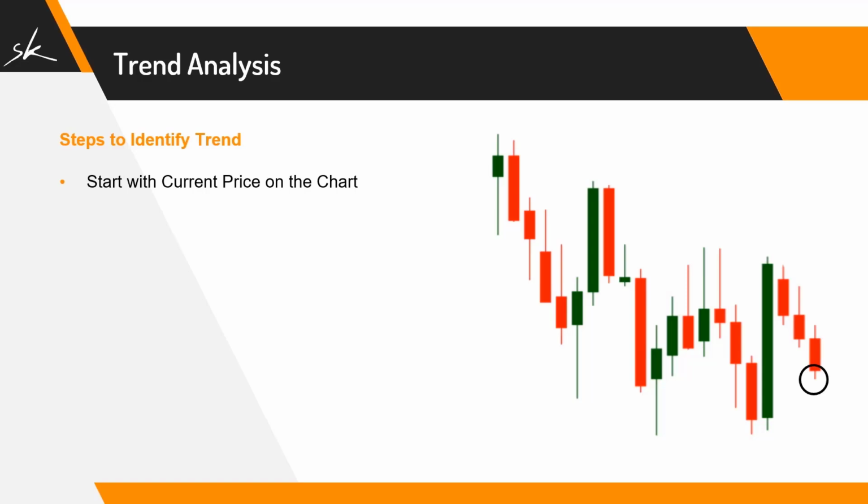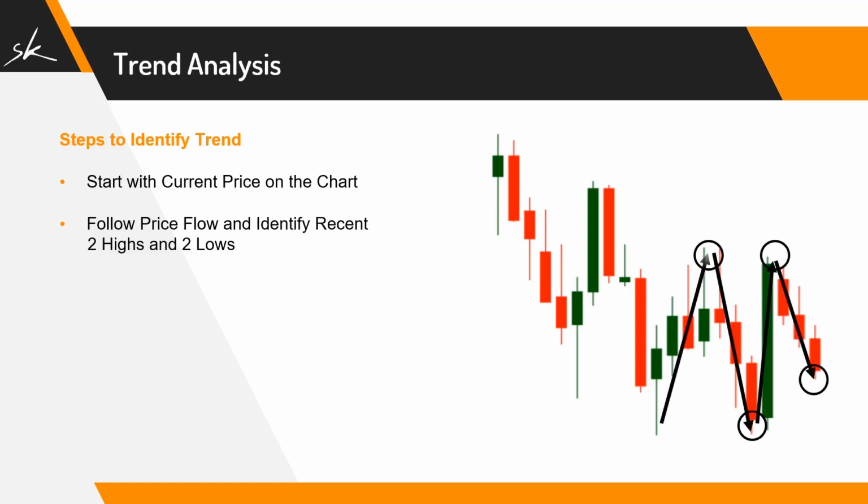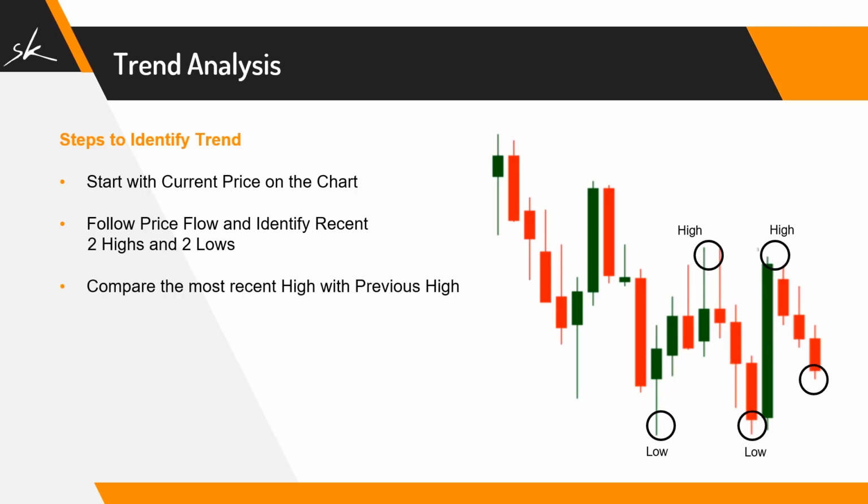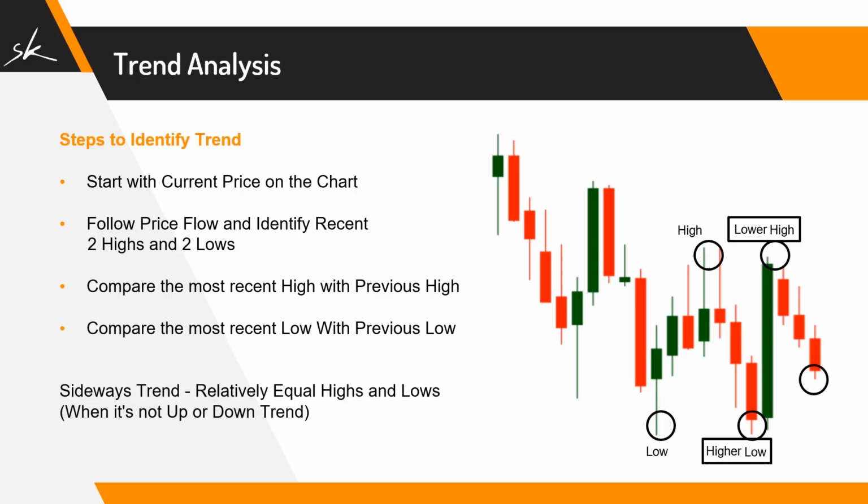Steps to identify trend. Start with the current price on the chart. By understanding the flow, identify recent 2 highs and 2 lows. Compare the most recent high with the previous high. In this case, it's a lower high. Now compare the recent low with the previous low. In this case, it's a higher low. What we see on the chart is a higher low followed by a lower high, which means it's neither an uptrend nor a downtrend. Therefore, we call it a sideways trend.